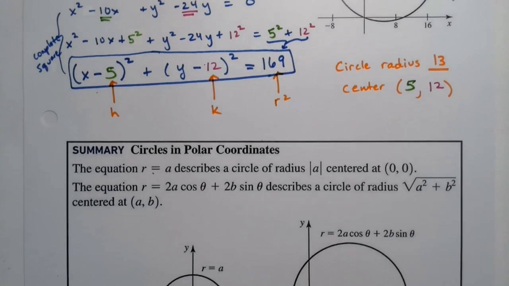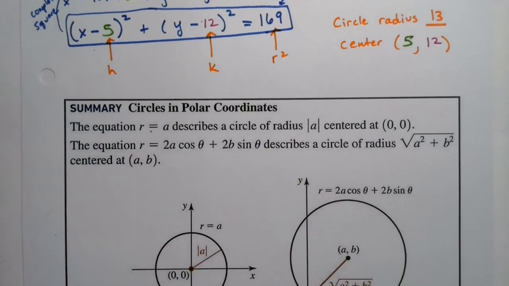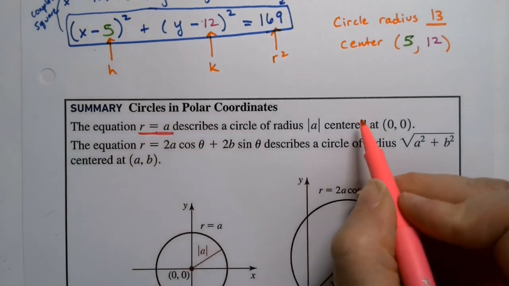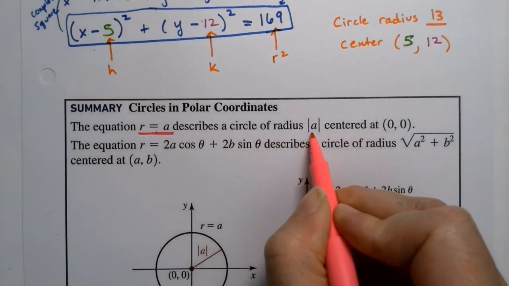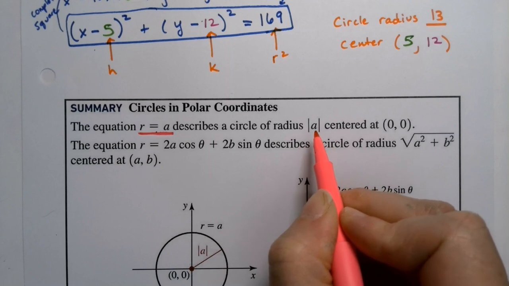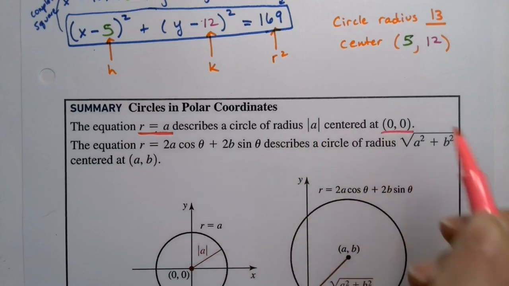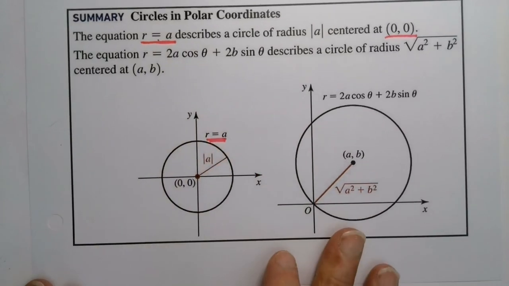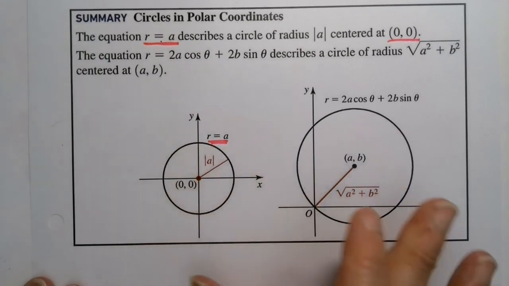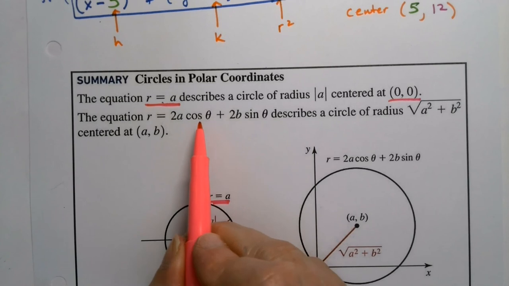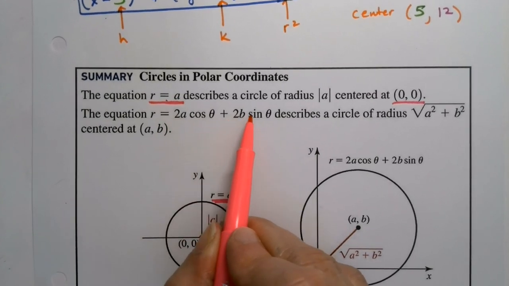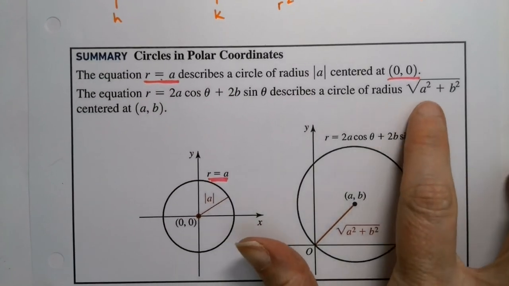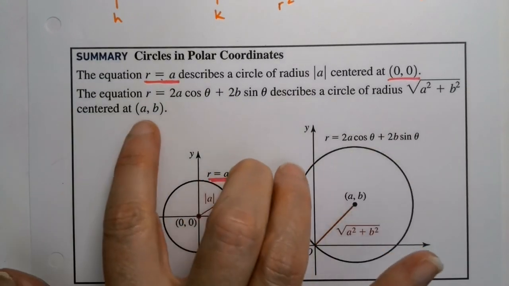Okay, so we've learned a lesson, which is that if we have a circle in polar coordinates, there's two ways we can go. One, we can just do r equals a. That's really basic. It's just a circle of radius, absolute value of a, because a could be positive or negative. It doesn't make any difference. And it's centered at the origin. Simple as that. That's this circle right here. r is equal to a. No trouble. And then if you have r is equal to 2a cosine theta plus 2b sine theta, it describes a circle of radius equal to the square root of a squared plus b squared, centered at a, b.